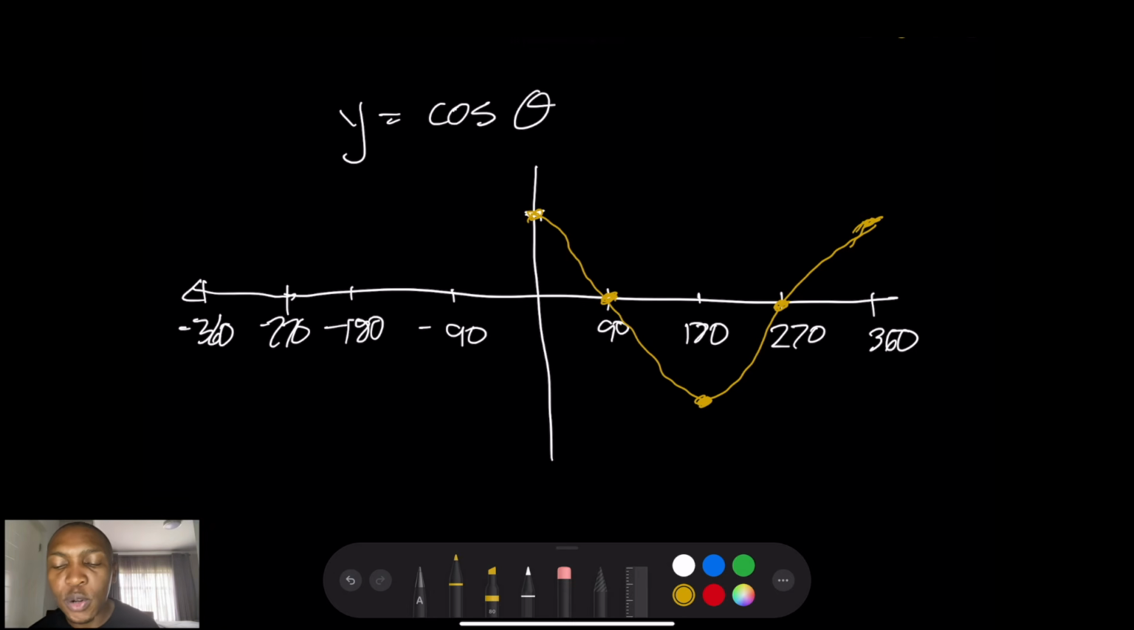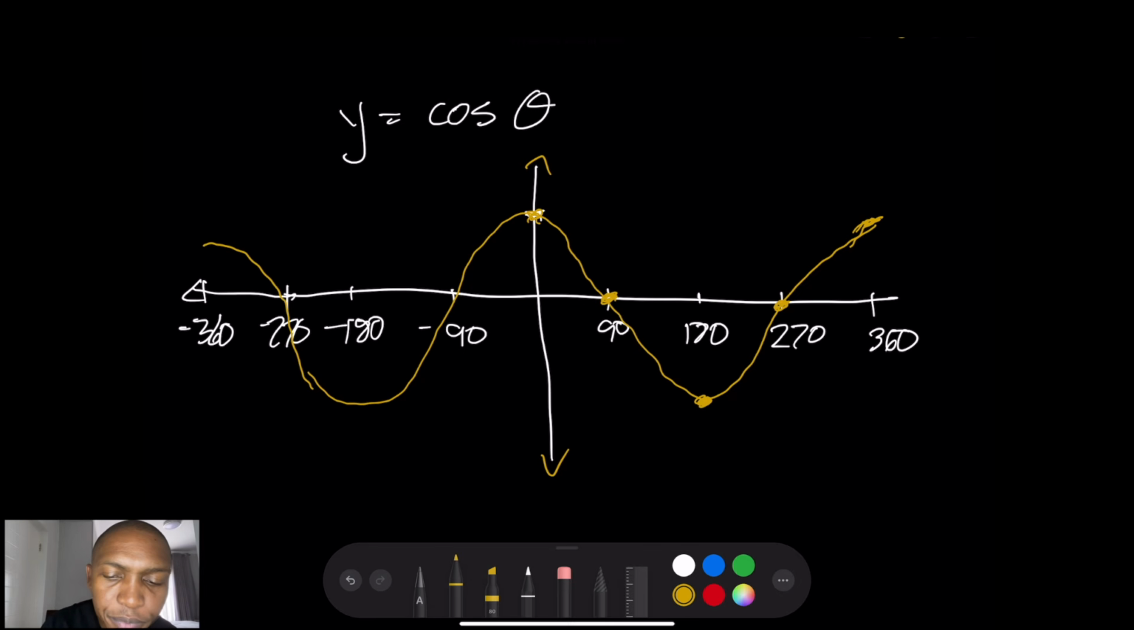Now, the thing about the cos graph is that it is also a mirror image of itself around the y-axis, right? So it would do the same on this side. I know my drawing looks a bit jittery, but I'm sure you get the point. This is what your normal cos graph would look like.